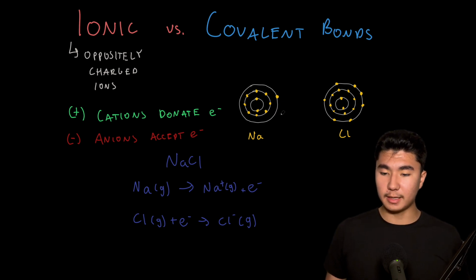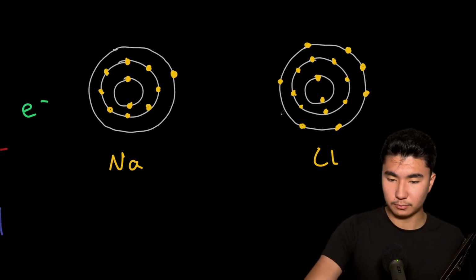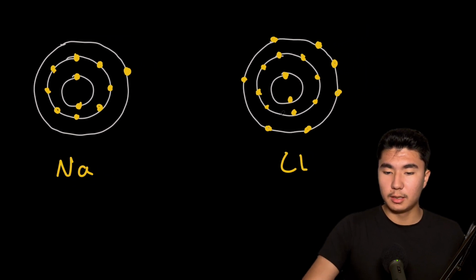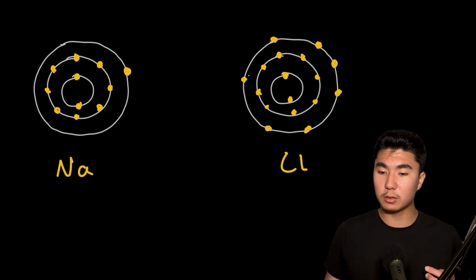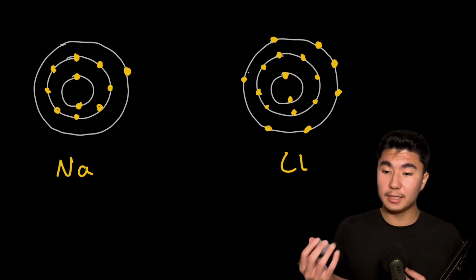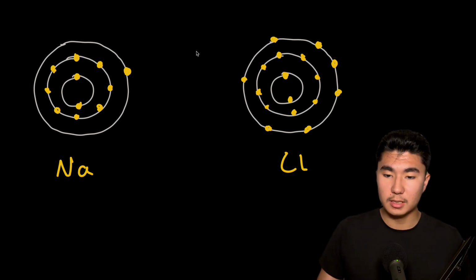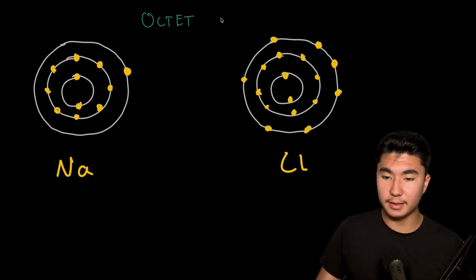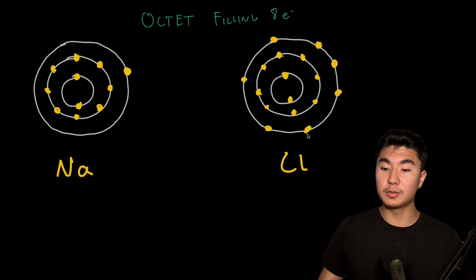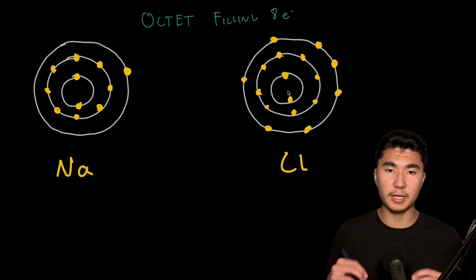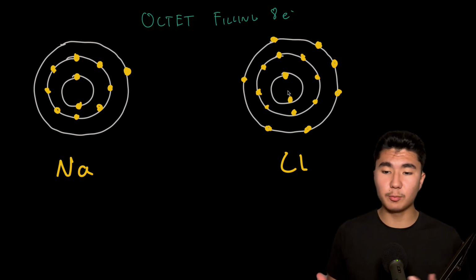Now over here, if I zoom in real quick and just focus, this sodium has 1 electron on its outermost valence shell, while this chlorine needs 1 more electron to fill in that octet rule. So let's actually talk about the octet rule real quick. The octet rule is basically this idea of filling 8 electrons in these outermost shells, while the innermost shell needs to fit just 2 electrons. The rest of them, we need to fill in 8.